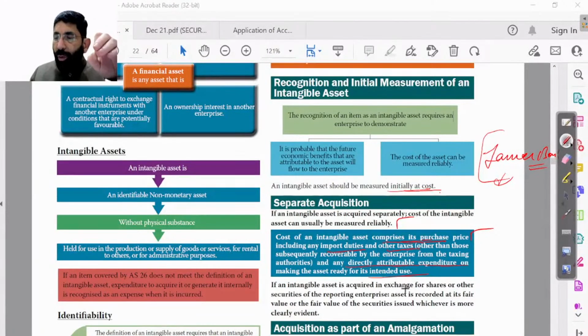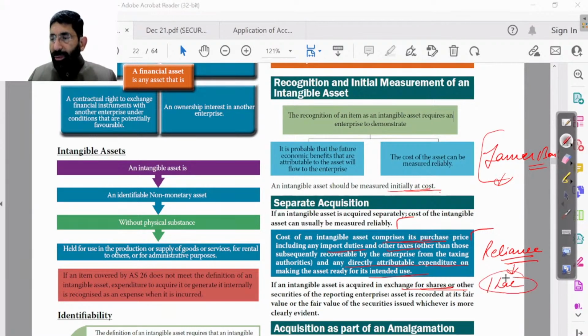And if it is acquired in exchange for some shares, say Reliance has purchased a license from someone else, from abroad or from someone in India. They have purchased a technique from somewhere by issuing their 1 lakh shares. So in that case, what will happen? We have to take the fair value of those 1 lakh shares. Whatever is the fair value of those shares, that will be the value of that particular asset.